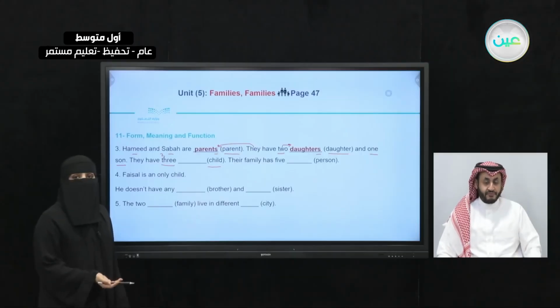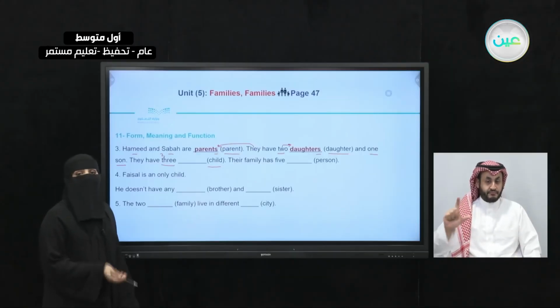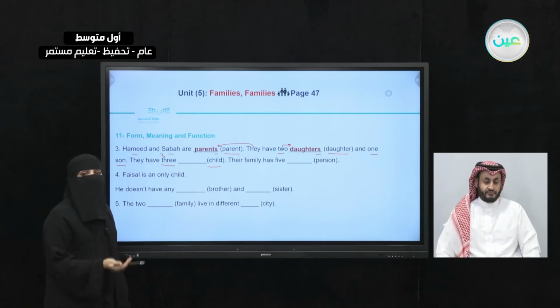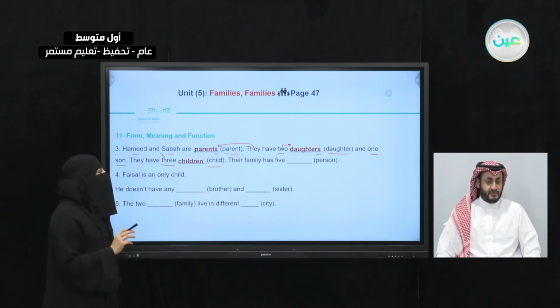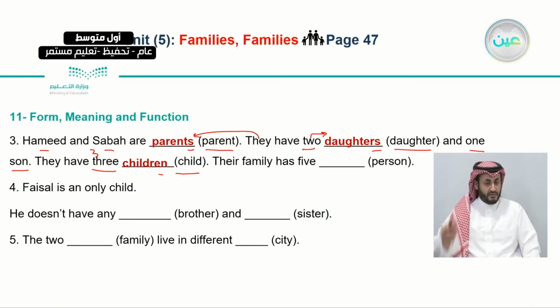Child, is it a regular or irregular noun? Good job, it's an irregular noun. So in order to make it plural, what should I do? Remember the form of the word? Good job, children. Child, children. One more time, they have 3 children. Their family has 5. As you can see, it seems it's a big number, 5, more than 1 person.